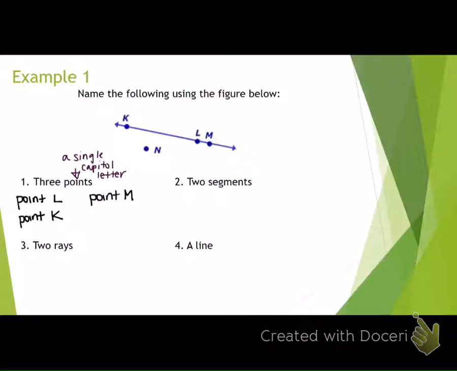Okay, 2 segments, and this is referring to 2 line segments. So it doesn't say this, but 2 line segments. So to label a line segment, you use 2 points. So give me a line segment. Brandon, go ahead. LM. You can measure LM, right? That is measurable, but you have to put the line above it. So you can say LM or line segment LM.